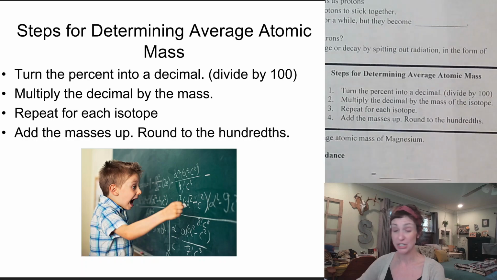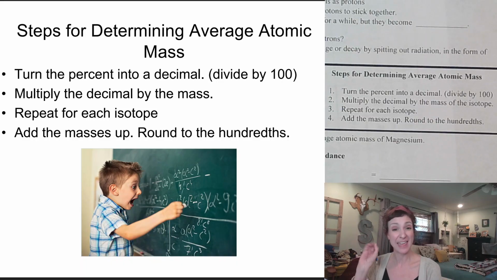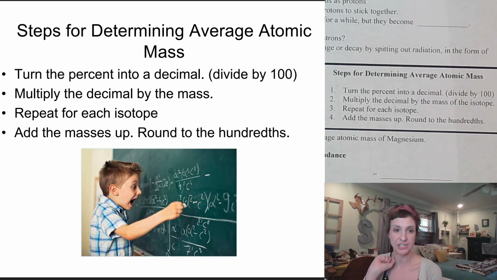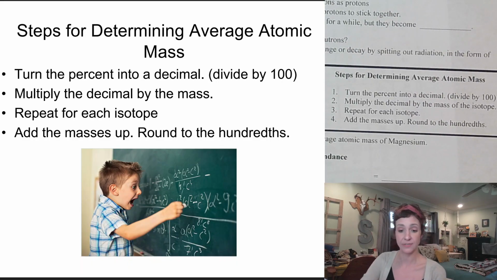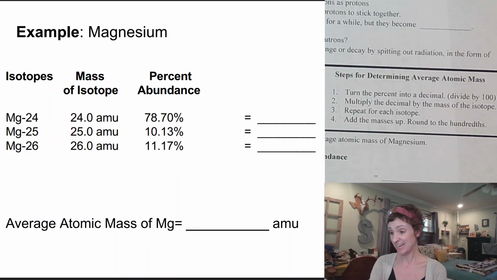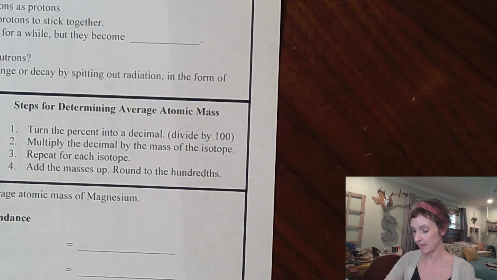Okay, steps for determining the average atomic mass. It says you're going to turn the percent into a decimal by dividing by 100. Then you're going to multiply that decimal by the mass of your isotope and do that for all the isotopes. Add the masses up, round to the hundredths. Okay, so we have an example. I'm going to switch back to the document camera so we can do this together. So you'll need your calculator.